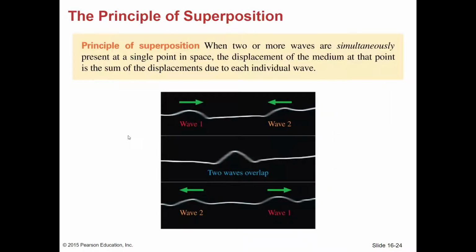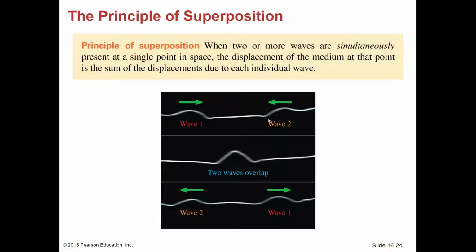This is called the principle of superposition. When two or more waves are simultaneously present at a single point in space, the displacement of the medium at that point is the sum of the displacements due to each individual wave. I think a lot of people actually like learning this part because it makes sense, and it's not some weird conceptual thing. It's exactly what you think it's going to be.